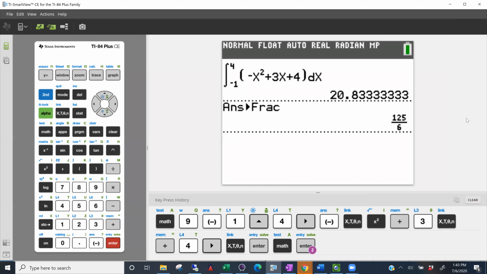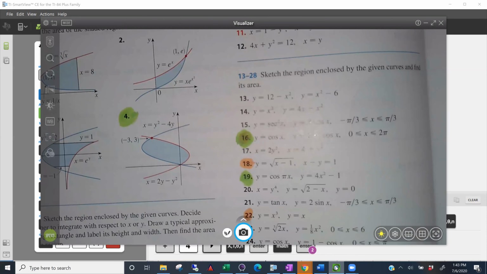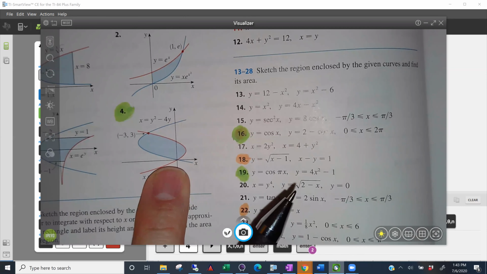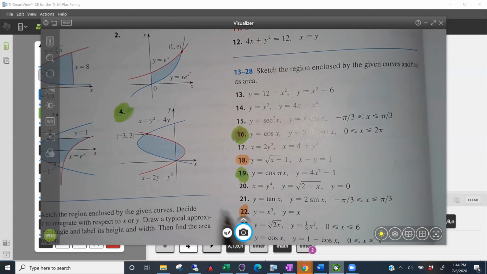Let's try problem number 4. Problem number 4 is going to be a little bit interesting. It's graphed for us in the book. And what's interesting about it is the fact that these curves aren't curves of y defined in terms of x, but x defined in terms of y. So a little bit different than what we usually get.